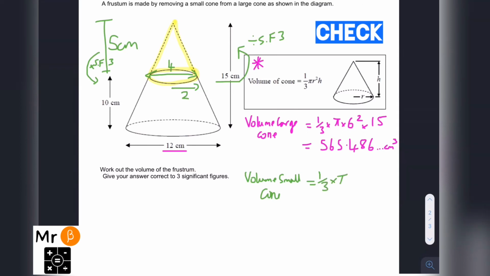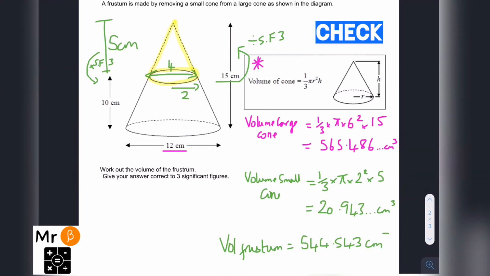So this time it will be 1/3 times pi times 2 squared times our height of 5, and that's equal to 20.943 centimetres cubed. If we now subtract these answers from each other, we will get our volume of the frustum is equal to 544.543 centimetres cubed, and to 3 significant figures, that would be 545 centimetres cubed.